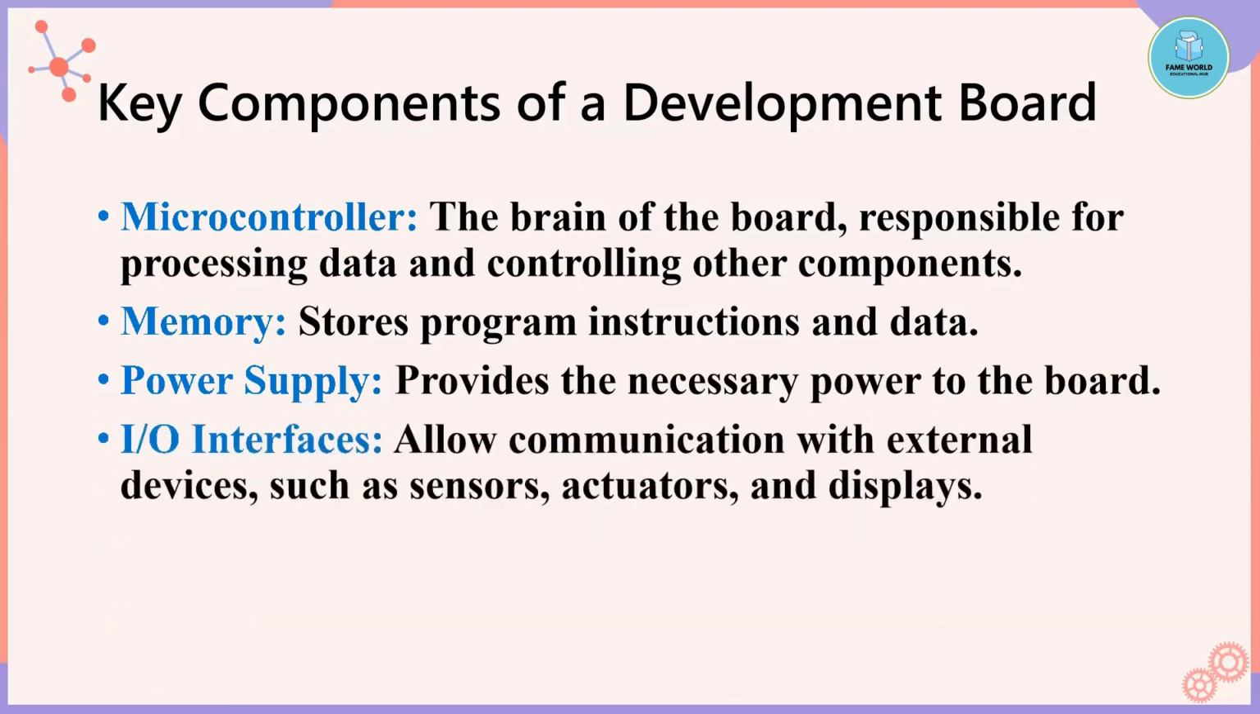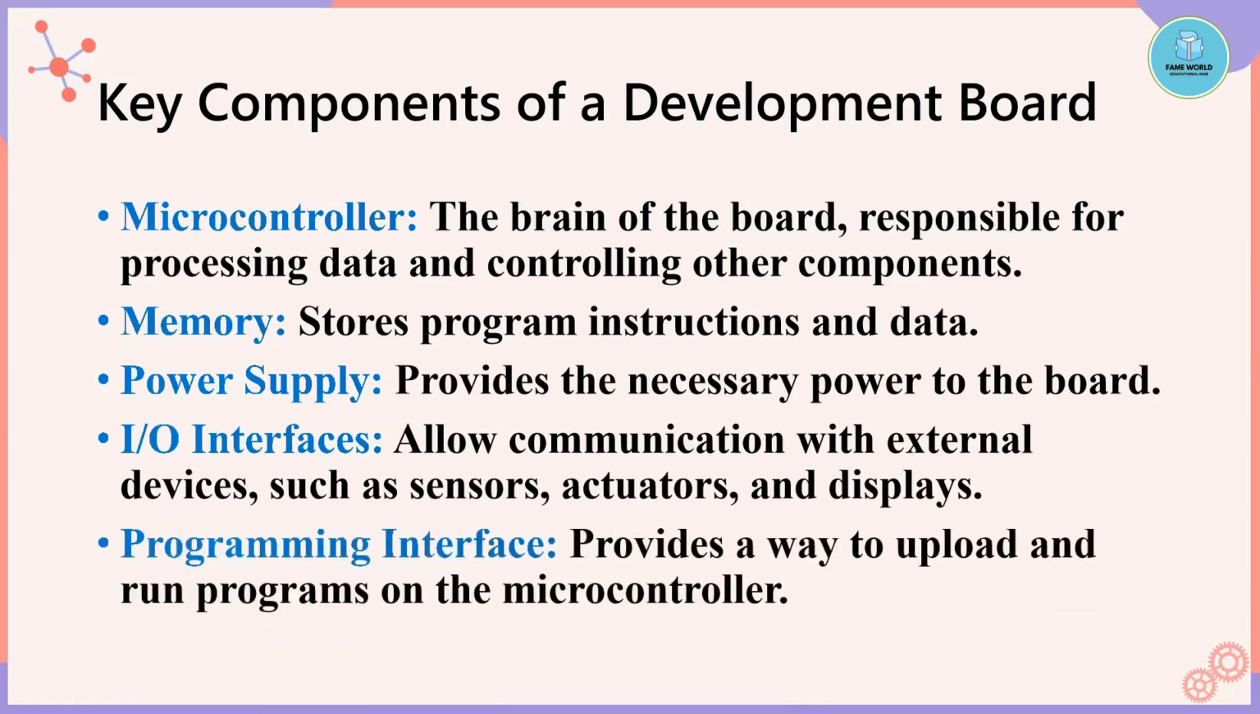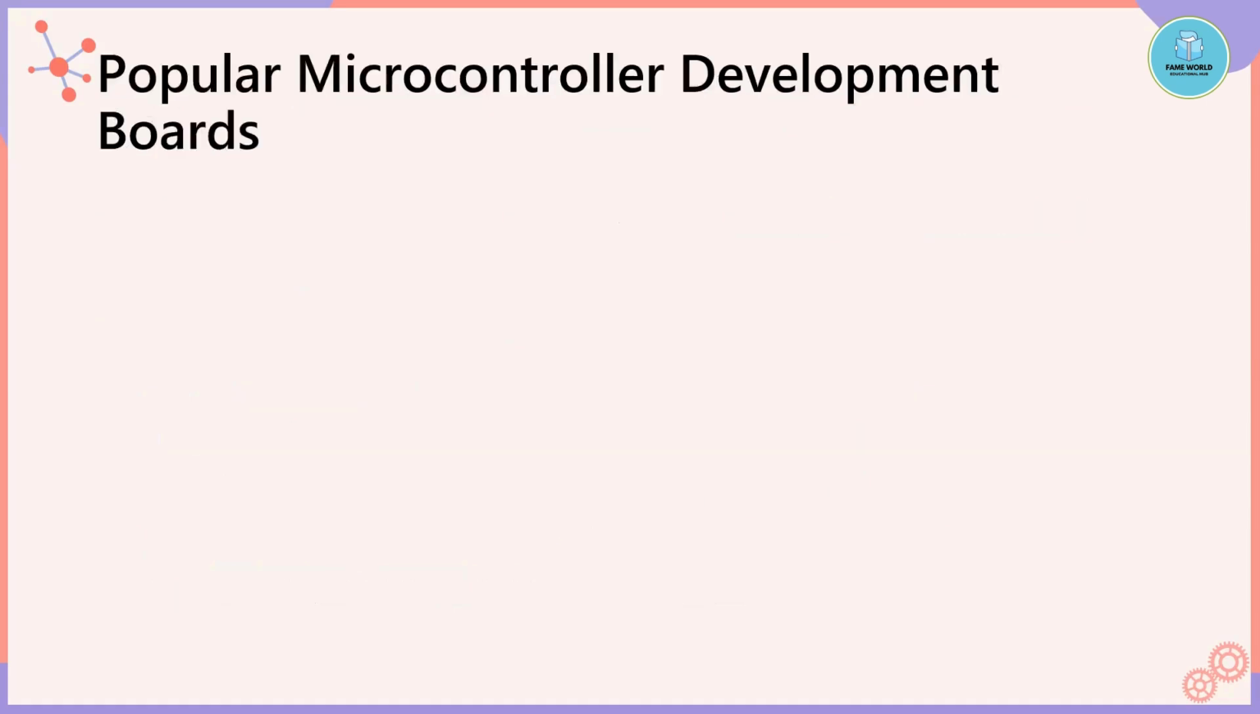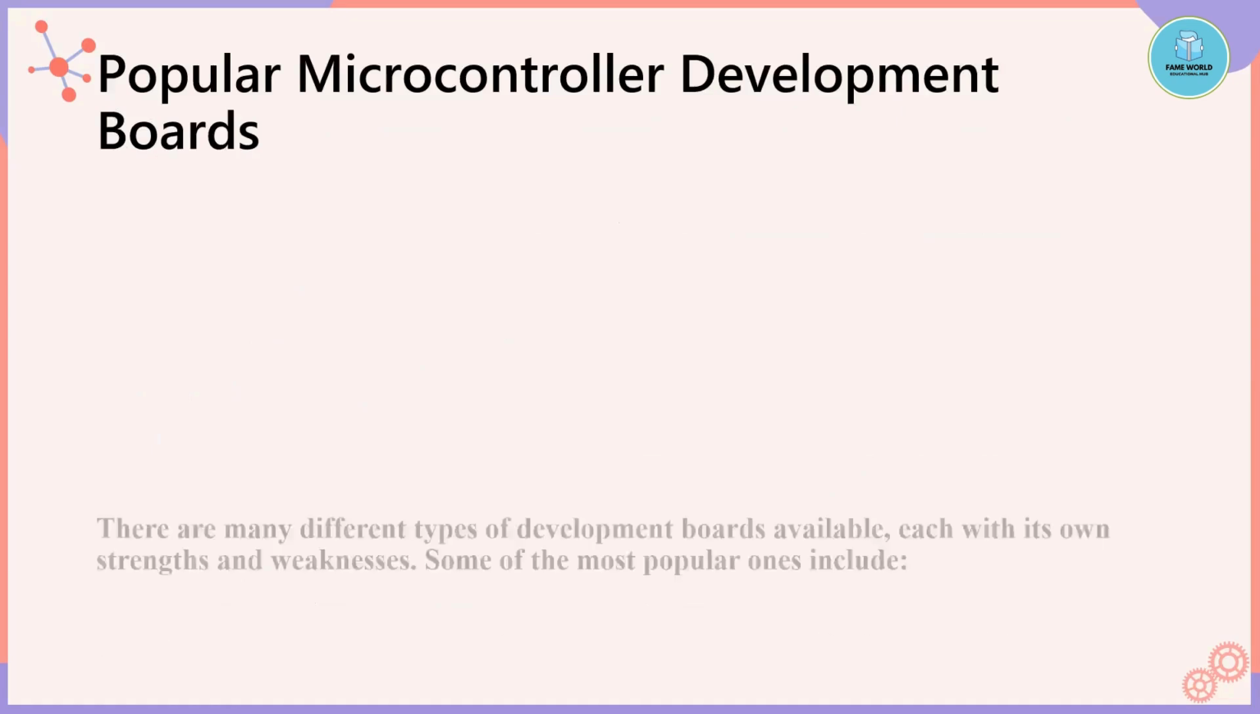And then IO means input-output interfaces. IO allows communication with external devices such as sensors, actuators, and displays. Then the programming interface. It provides a way to upload and run programs on the microcontroller. With the help of the programming interface, you will be able to run your programs there.